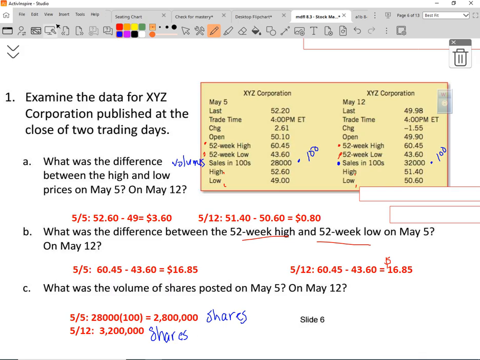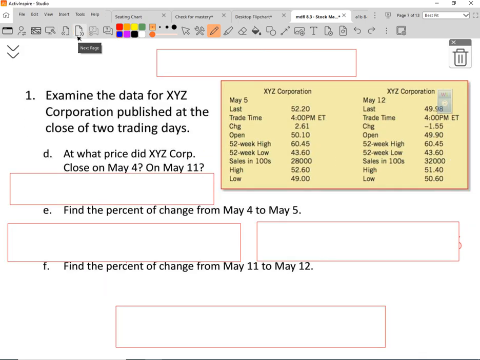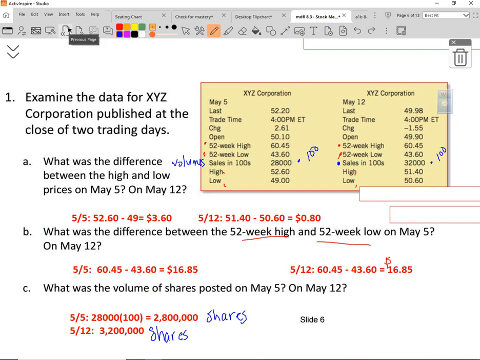All right. This one gets a little trickier. You need me to go back? Ready? All right. It's a little bit trickier here.